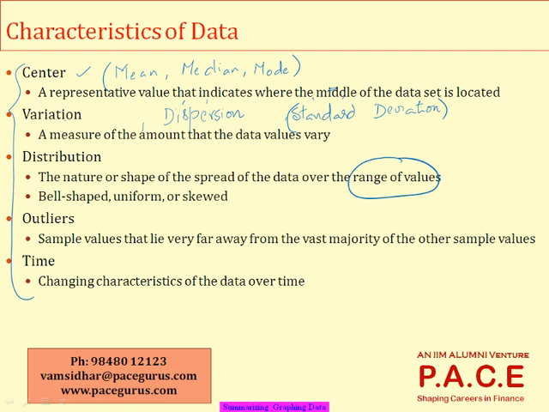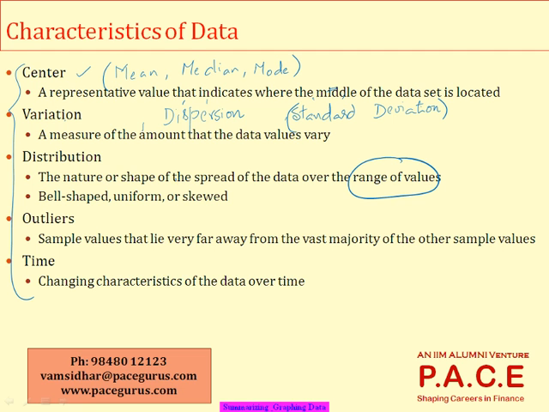Is it a bell shape? Is it more of a straight line kind of graph? Or is it more skewed towards the right or the left? We'll be seeing some kind of patterns as we move along. So the third characteristic I need to look at in any data is the distribution of the data.